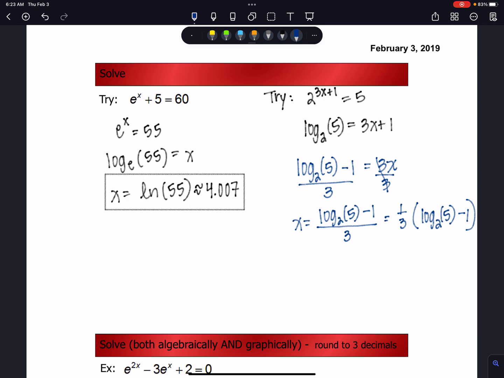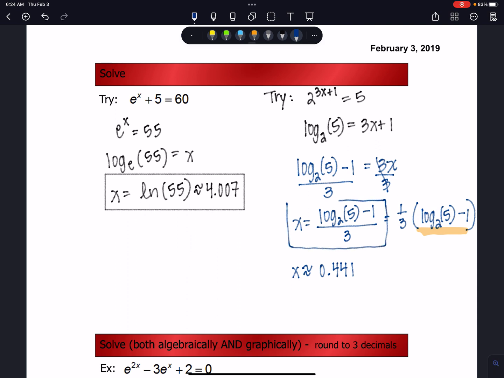So I just used my change of base formula and found that log base 2 of 5 is actually 2.3-ish. So 2.3-ish minus 1 gives me this value right here. So this value right here is about 1.32. And when I take that and multiply it by 1/3, or divide by 3, I get x approximately 0.441.